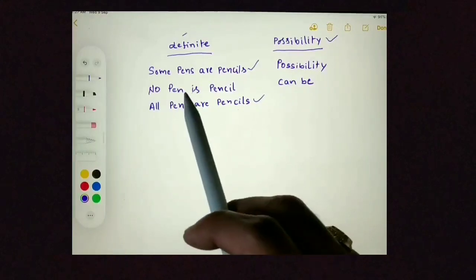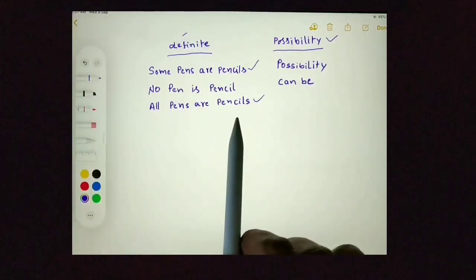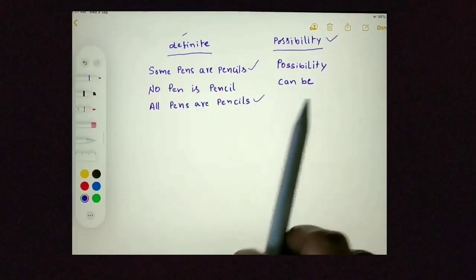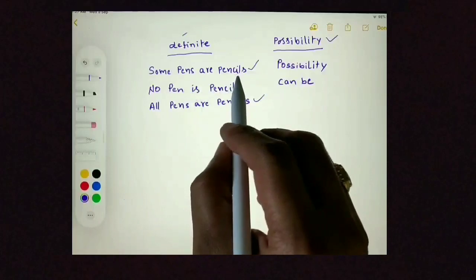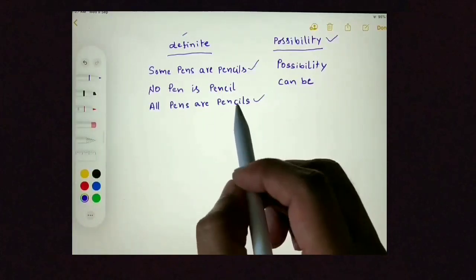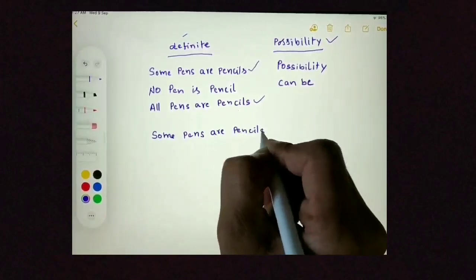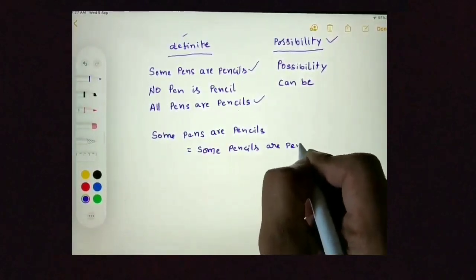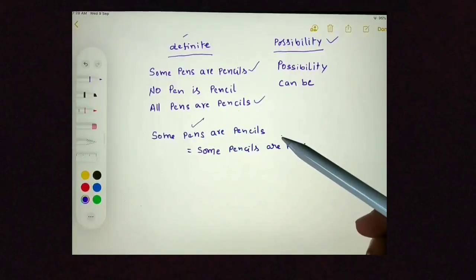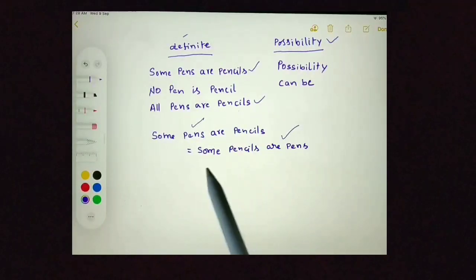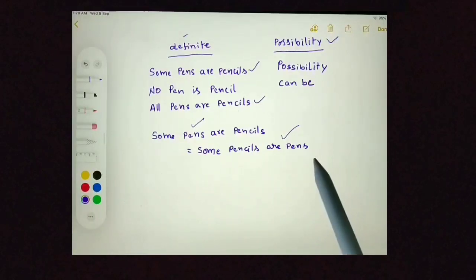Generally these kinds of problems will be solved with Venn diagrams. Some problems can be solved without Venn diagrams also. For example, some pens are pencils is also the same as some pencils are pens. If this is the statement and this is the conclusion, we can say that this conclusion is true. For that we don't need a Venn diagram.